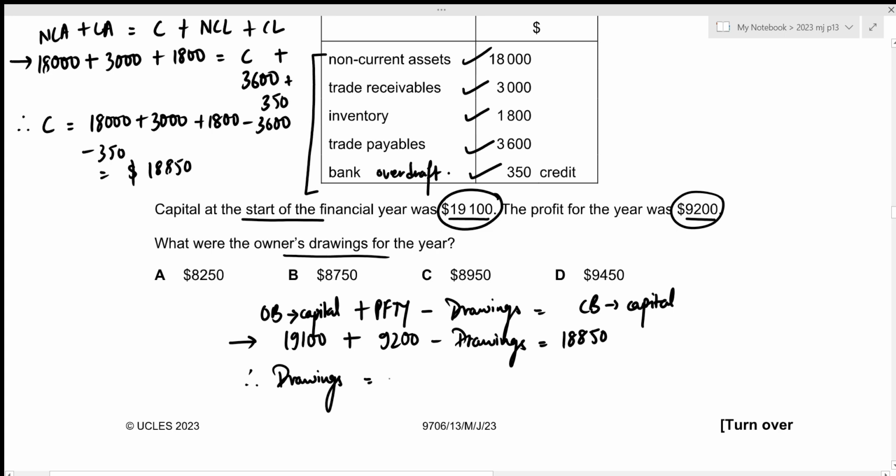That is just going to be 19,100 plus 9,200 minus 18,850, which results in 9,450. This is given in option D. Let's move towards the 15th question.